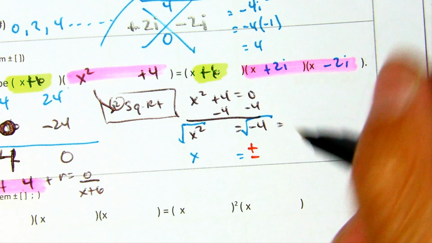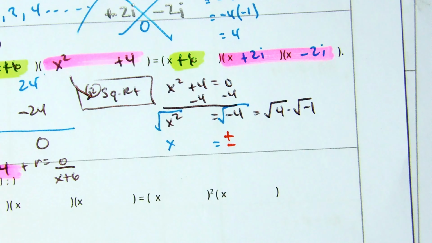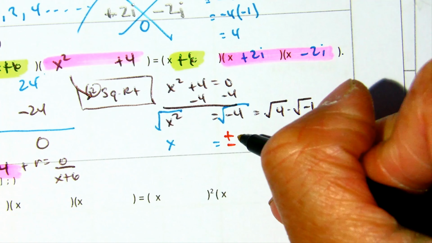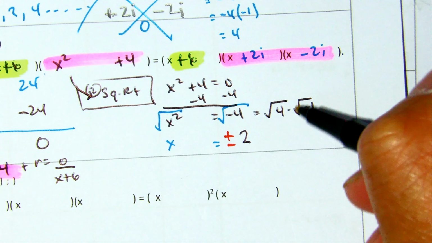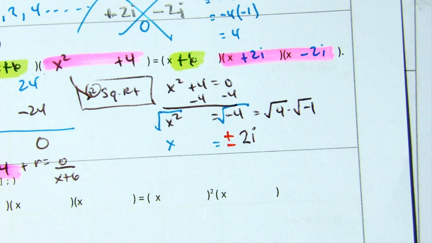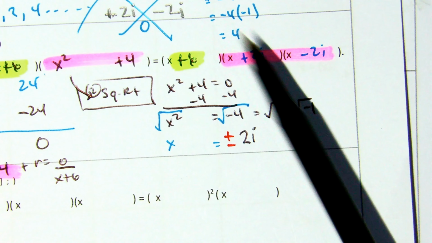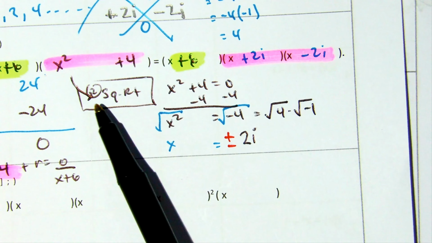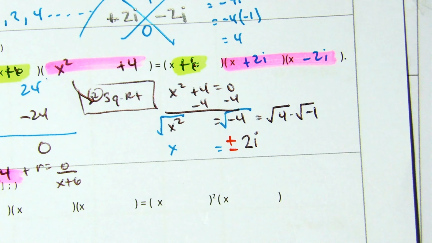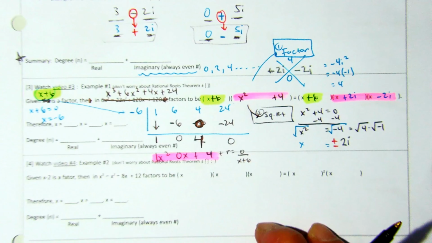The square root of negative 4 is the square root of 4 times the square root of negative 1. Class, the square root of 4 is 2, and the square root of negative 1 is i. Okay? So there are 2 ways that you can get this answer. You can factor, or you can use the square root method. I'll give you a chance to talk to your partner about which one makes more sense to you, but let me finish up the problem.